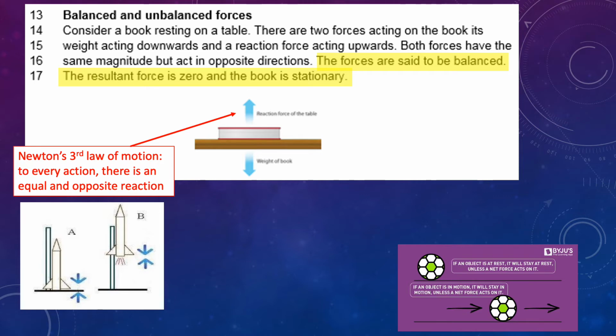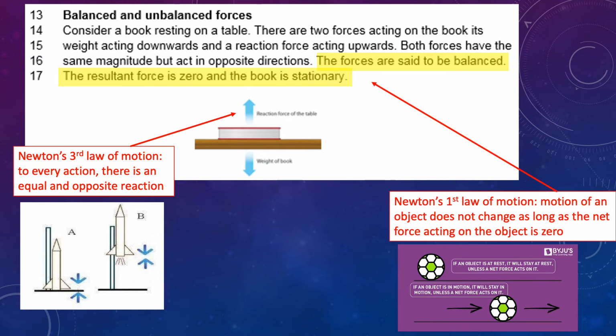The other law that pertains to why this book is stationary is Newton's first law. And that explains that the motion of an object does not change as long as the net force acting on an object is 0. So that net force is really the resultant force. Okay. If an object is at rest, it will stay at rest unless something acts on it. And that kind of seems a little bit silly to say, but once it's in motion, right, depending on what the force is that's acting on it, the acceleration or the velocity of that object might change. And we're going to look at that in the next one here.